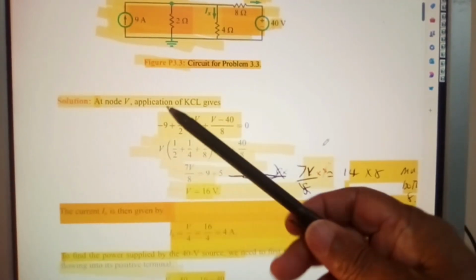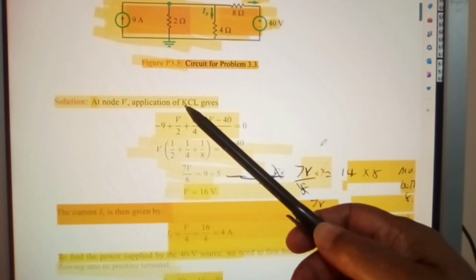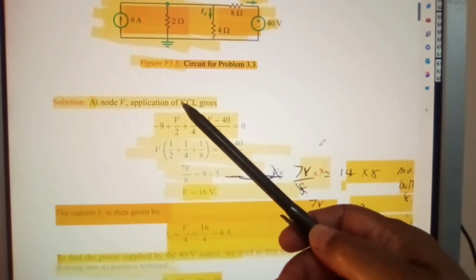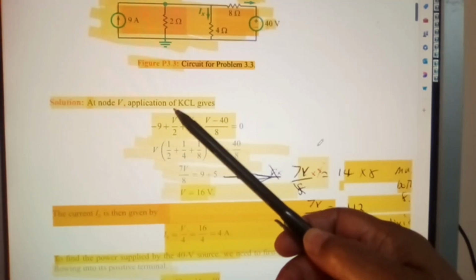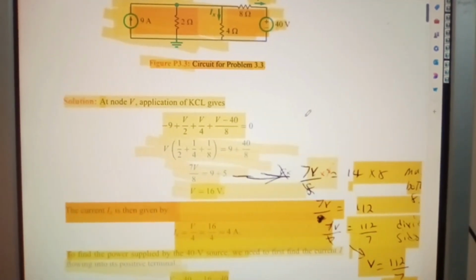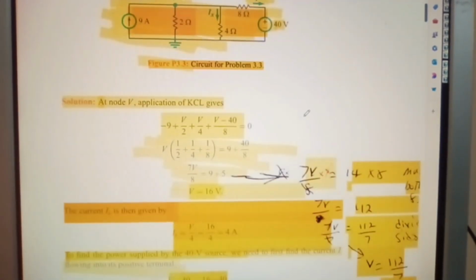At node V, application of Kirchhoff's KCL gives. And KCL stands for Kirchhoff's current law. You should all be familiar with Kirchhoff's laws by now, so I'm not going to be going through that with you. You'll find it in one of my other presentations. So let's look at it.